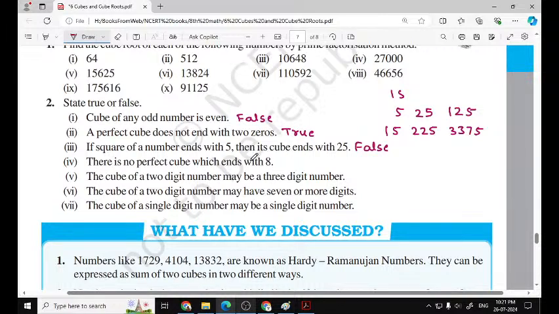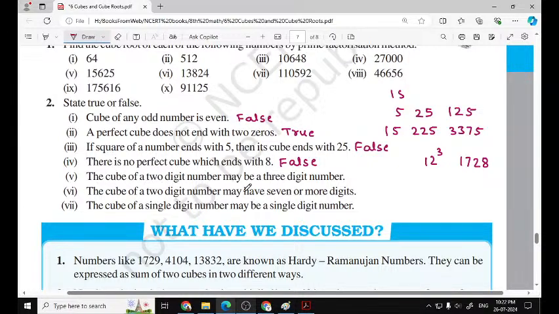There is no perfect cube which ends with 8. There can be cube which ends with 8. 2 cube is 8, then 12 cube is 1728. So it ends with 8. This is false.